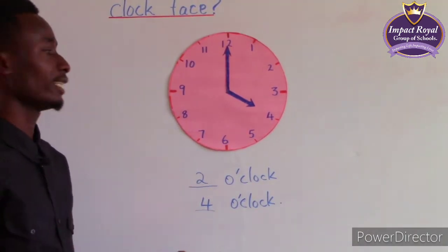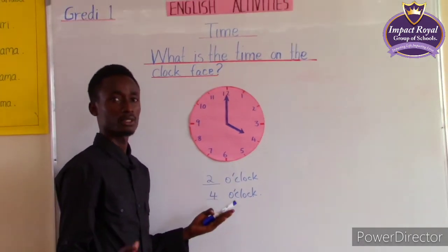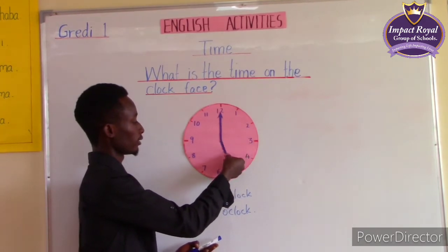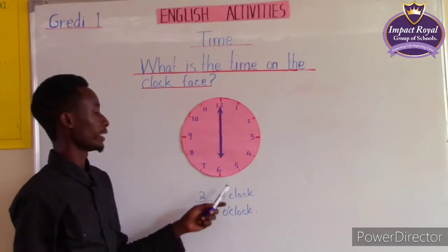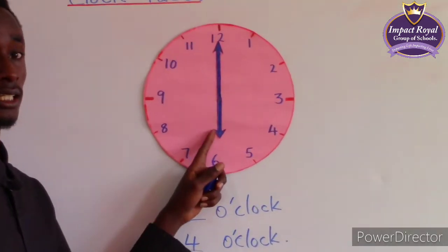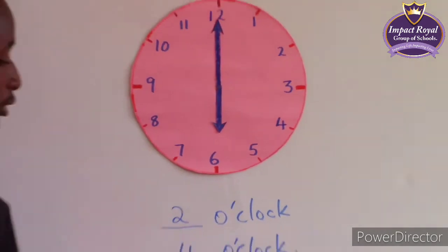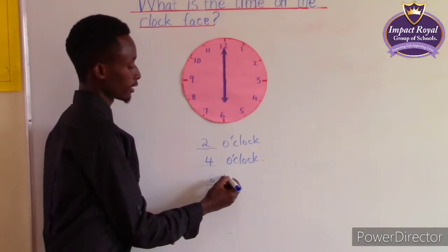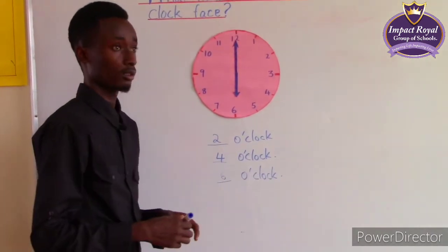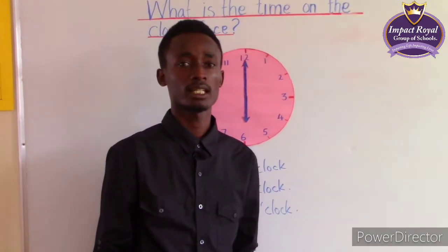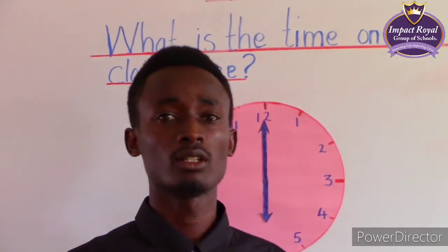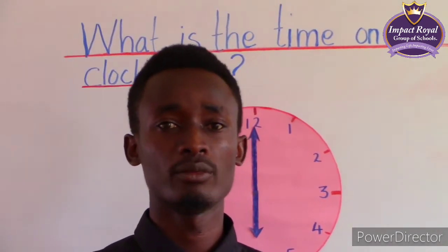Well, so we just continue like that. Yours is just to look at the short hand. Which number is it pointing at? When it comes to this number here, we will say that our time is 6 o'clock, because the short hand is pointing at 6. So the time here is 6 o'clock. Thank you very much. Now we will look at other clock faces, and yours is to tell me or to tell your friend what time it is.